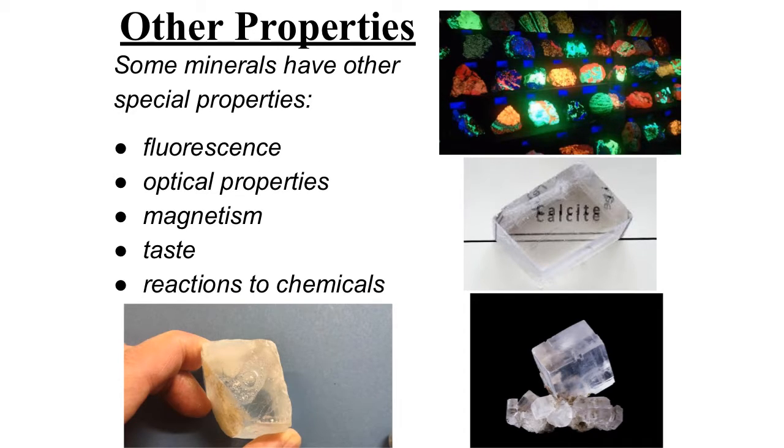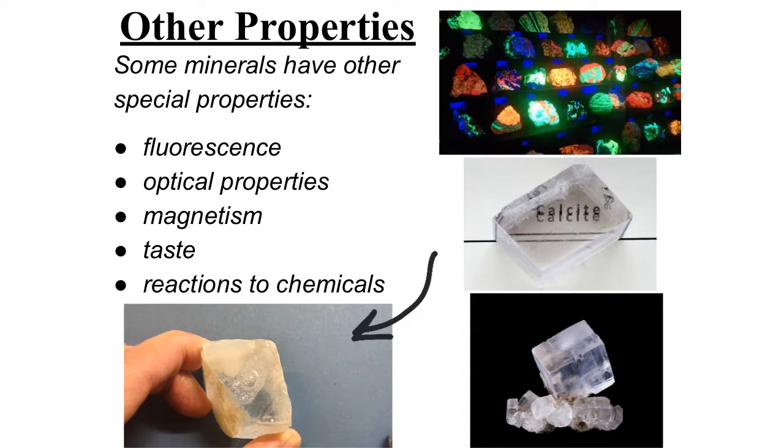Some minerals are magnetic, and so if you have a magnet, you can stick a magnet on them and it will stick. Some minerals have a very specific taste. For example, this one down here is halite, and halite is salt. The table salt that you use every day to salt your food comes from a mineral called halite, and so obviously it tastes salty. And then there are also some minerals that react to chemicals.